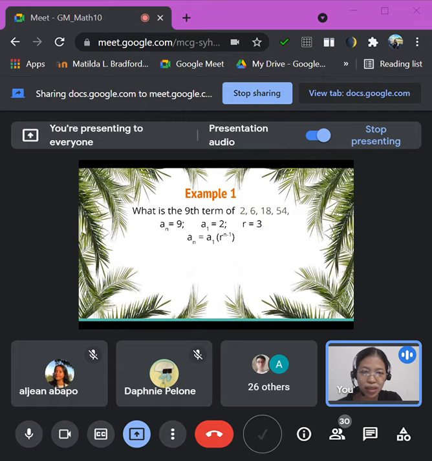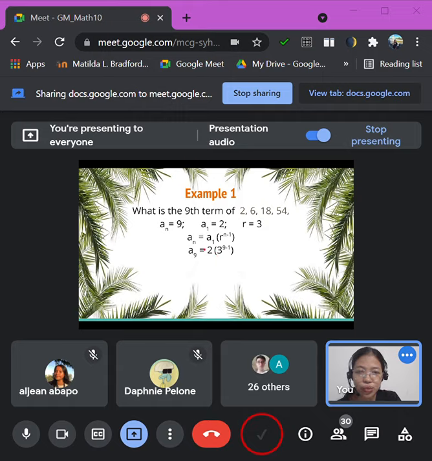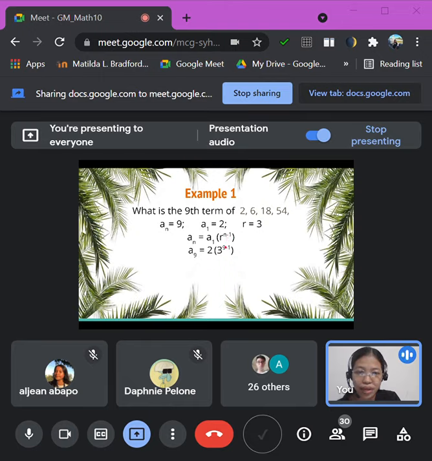So kung ato siyang i-substitute sa kaninang formula, it will become a sub 9 is equals to 2, kay 2 man ang ato ang a sub 1, and then ratio is 3 and then n is 9 minus 1. Sige, try to solve daw using your calculators or your papers there. What is the result? And then you can put your answers in the chat.